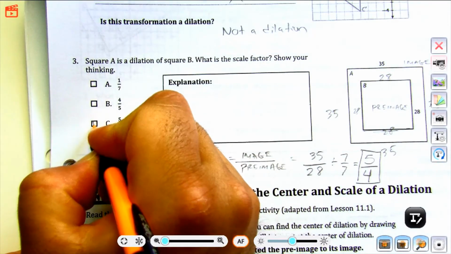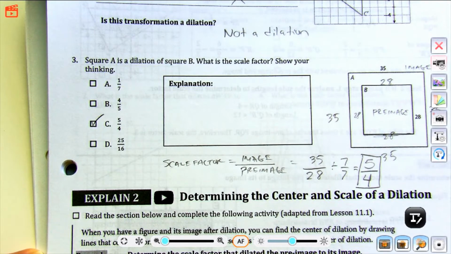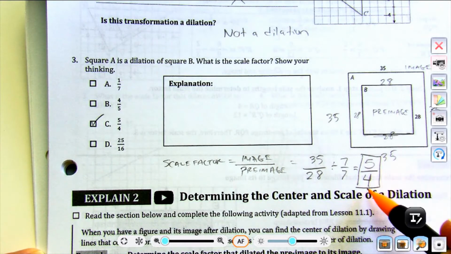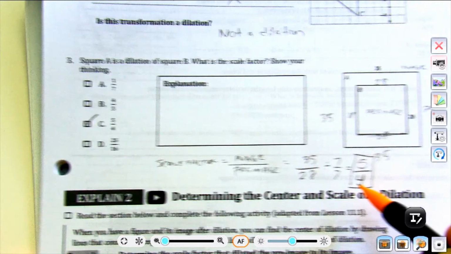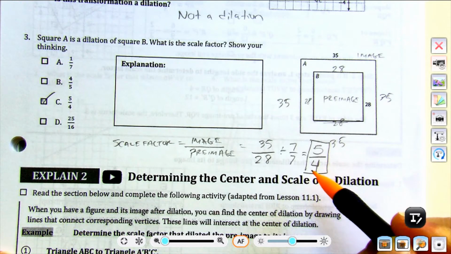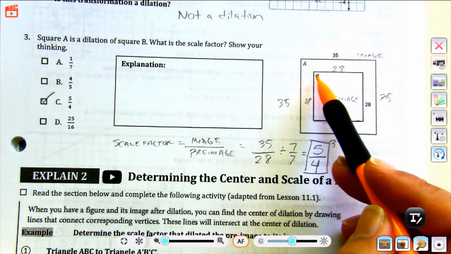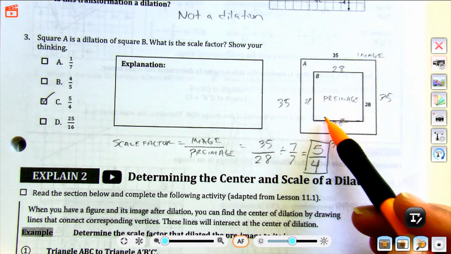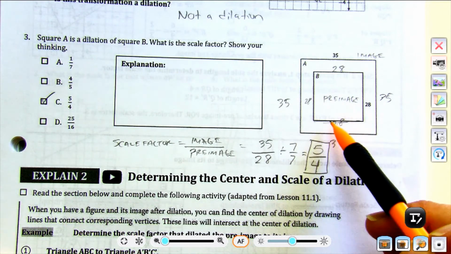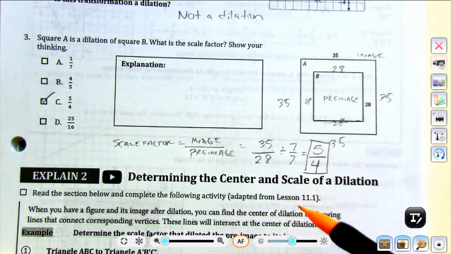Now let's actually look at our answer, and does it make any sense? 5 over 4 is an improper fraction, and this fraction is greater than 1. And remember that if you have a scale factor greater than 1, your image is going to get larger, and that's what's occurring here. So we have square B is smaller than square A. When we multiply square B by this scale factor, it increases the size. So this does make sense. This is the correct answer, 5 over 4.